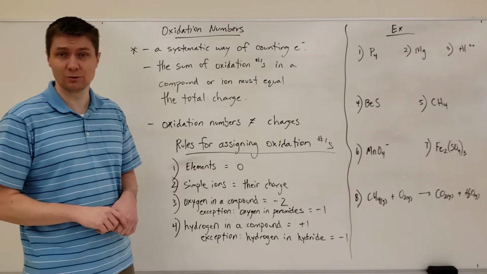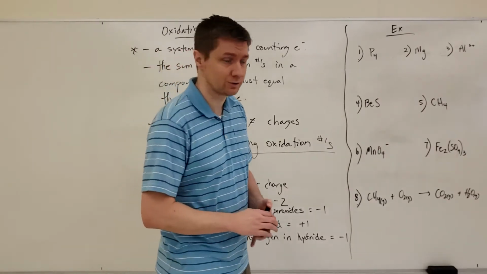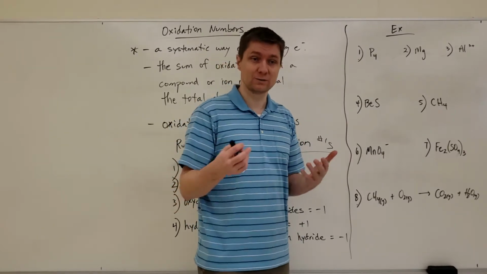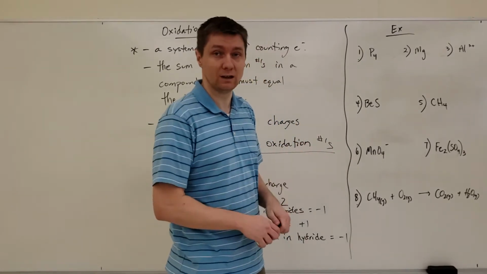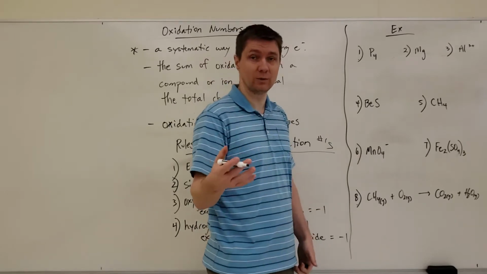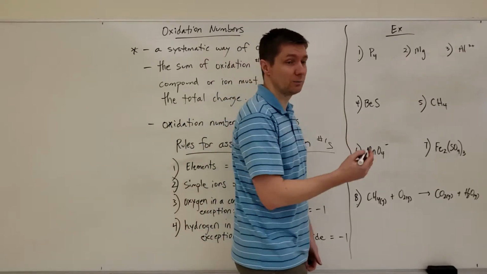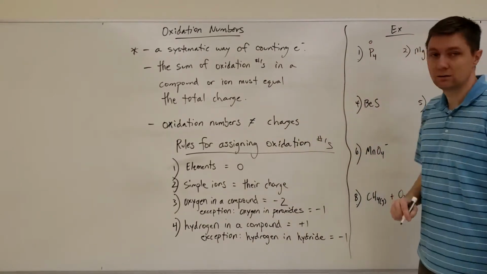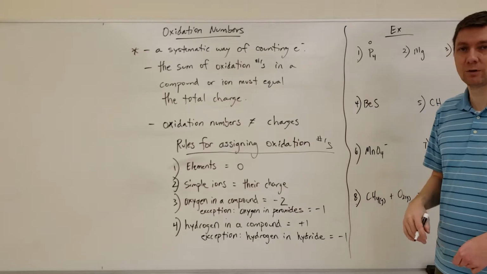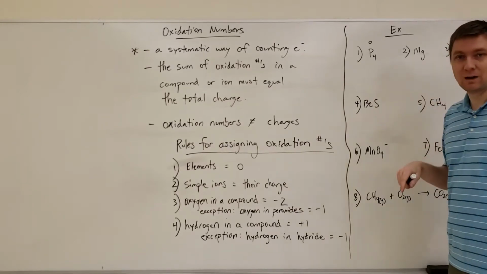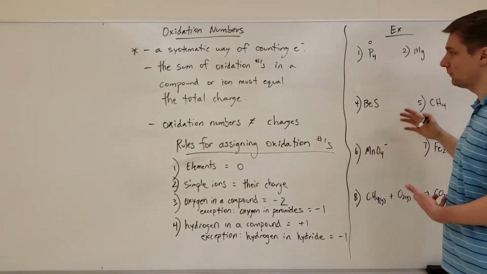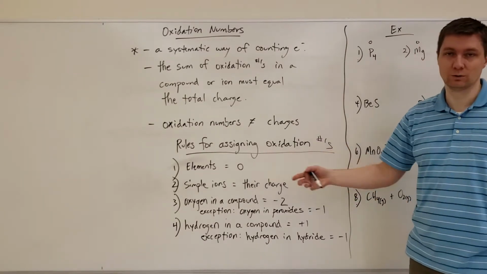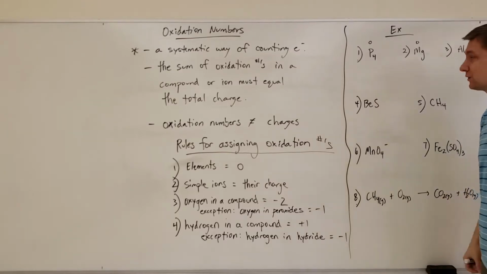So here's a couple of examples showing you how to assign oxidation numbers. First of all, this one right here, P4, that's an element. Phosphorus by itself is P4, that's in its elemental form, and so the oxidation number for P4 is just 0. The way that I'm going to do that is I'm just going to write the 0 just above the element to show what the oxidation number is. This is magnesium. Again, it's in its elemental form, it has no charge, and its oxidation number follows this rule, which is it's an element, so its oxidation number is 0.